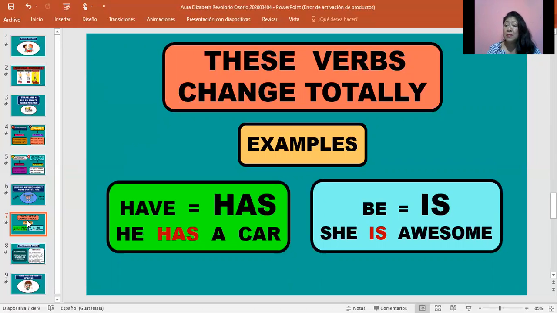Another verb is the verb to be. When we use the verb to be in a sentence with third person, we use is. Example, she is awesome.